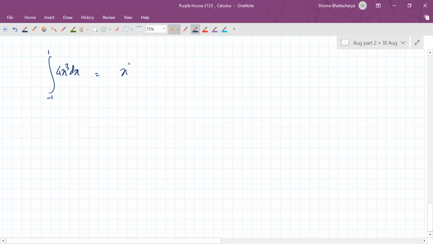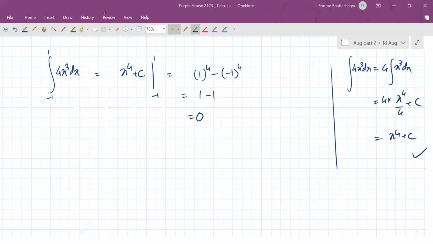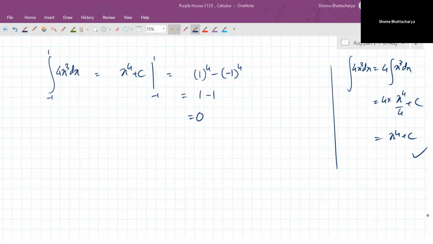So the integration of this will actually become x to the power 4. So this will become 1 to the power 4 minus (minus 1) to the power 4, because it's an even power. So we see it becomes 1 minus 1, or 0. Okay. Integration of 4x cube. Take the 4 outside. That's how we get it. And then you put the limits on this. Okay, very good.